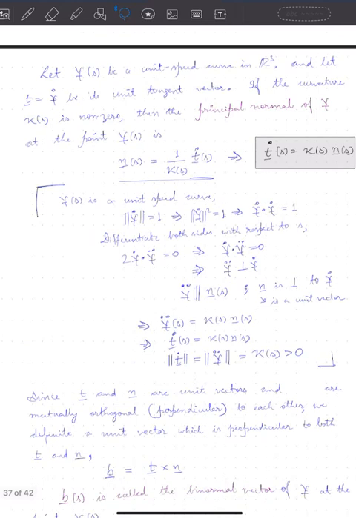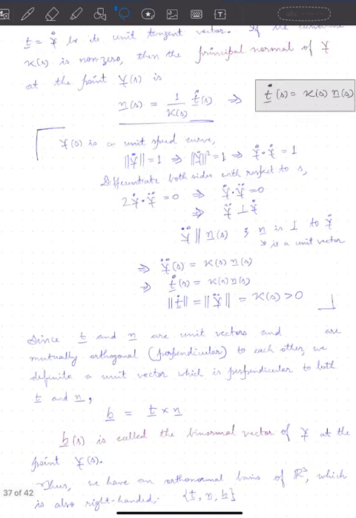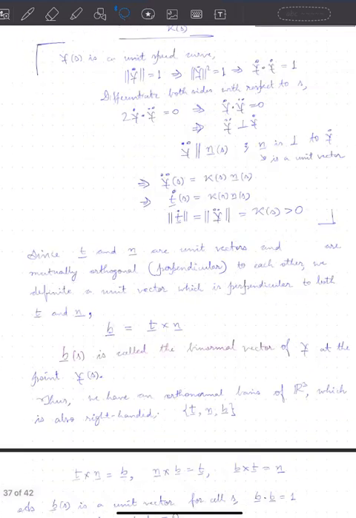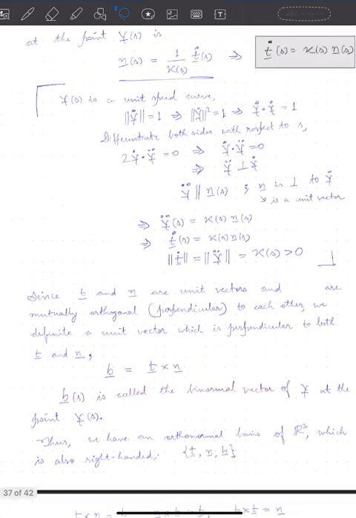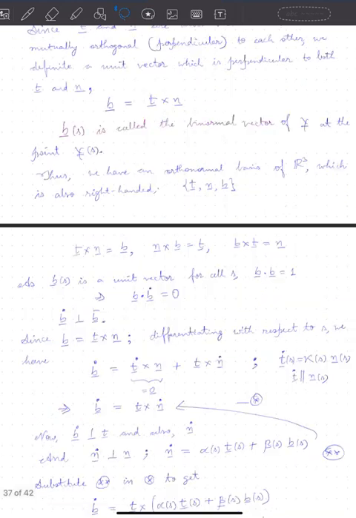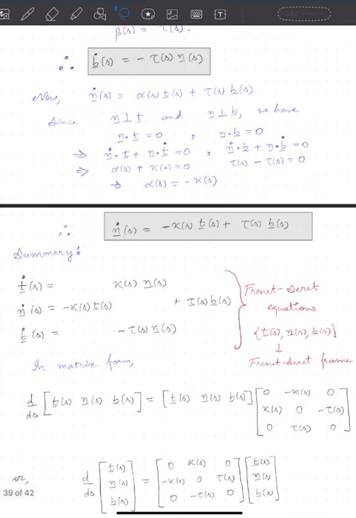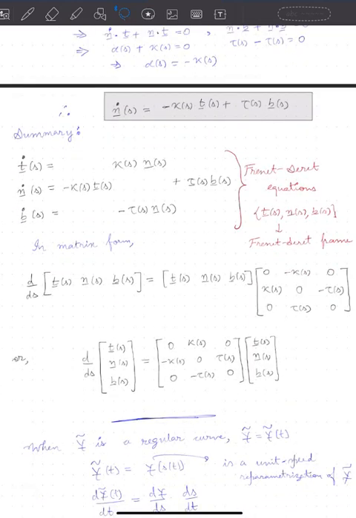So we began with a unit speed curve and defined all these evolution equations that we later called the Frenet-Serret equations, which are the equations for the derivatives of the tangent vector, the normal vector, and the binormal vector, which are respectively the T, N, and B vectors. These equations are called the Frenet-Serret equations, and they form what is called the Frenet-Serret frame.